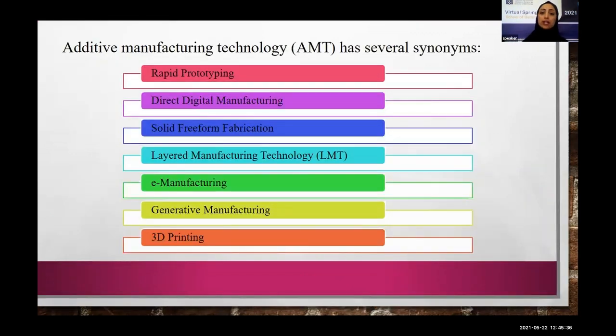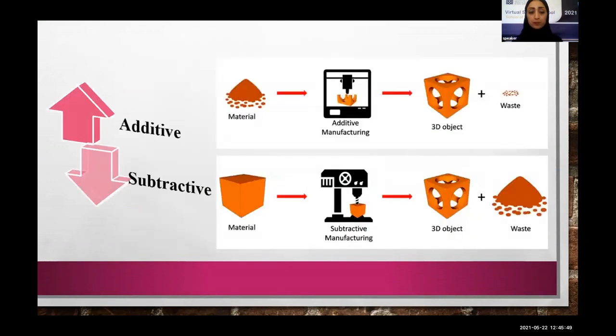Additive manufacturing technology has several synonyms: rapid prototyping, direct digital manufacturing, solid-free fabrication, layered manufacturing technology, e-manufacturing, generative manufacturing, and the most known, 3D printing. As you know, there are two basic approaches in digital manufacturing: subtractive versus additive. Subtractive manufacturing technology is one in which material is selectively removed from a bulk, and additive manufacturing technology is one in which materials are selectively fused or deposited, typically in layers, which will result in less waste material.